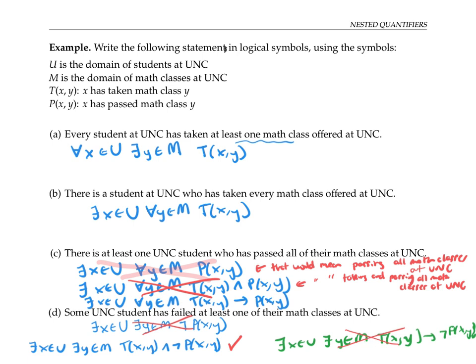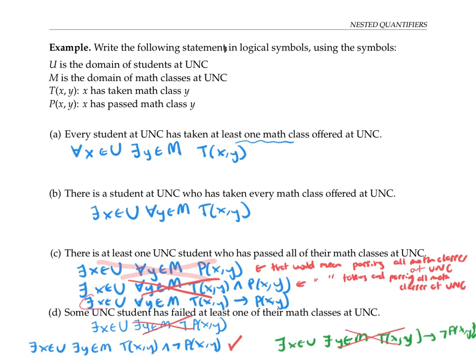Like say they didn't take number theory. Then it would be true that if they took number theory, then they didn't pass it because an implied statement is always true if the premise is false, right? But that wouldn't be the intended meaning of the statement. Just saying there's a student who didn't pass number theory because they didn't take it is different from saying that somebody actually failed a math class.